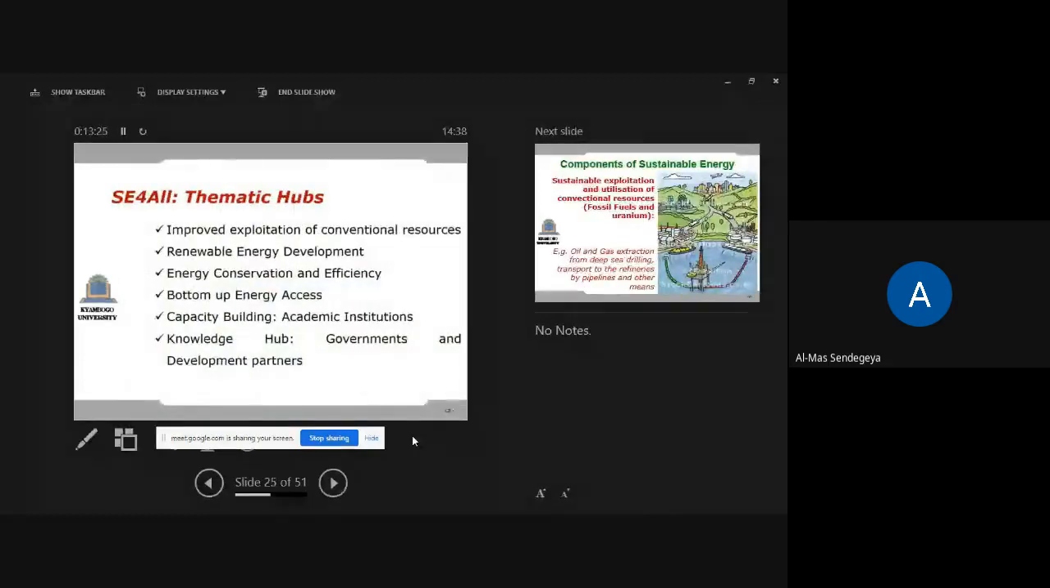There are a number of sustainable hubs when it comes to sustainable energy for all. For example, improved exploitation of conventional resources. You can think about that energy area, that project. Renewable energy development. In Uganda, we have an abundance of renewable energy. Have we exploited it? Energy conservation. For example, taking Africa, I'm going to use the example of DRC. DRC has the highest hydropower potential in the world.